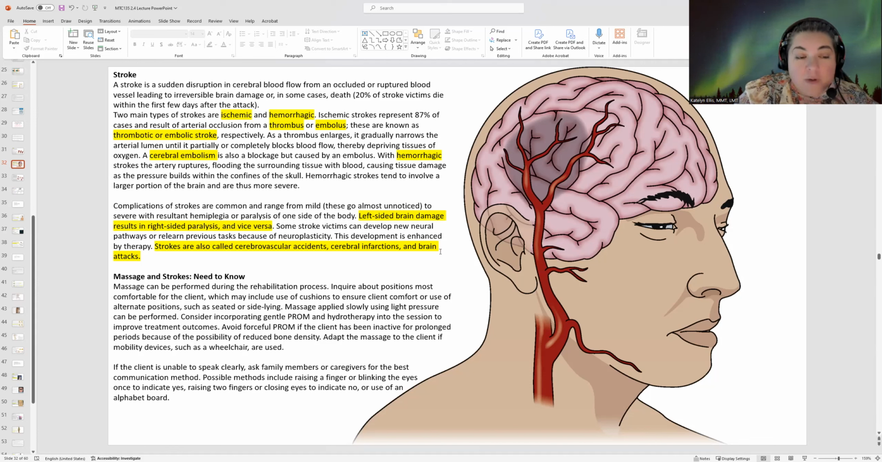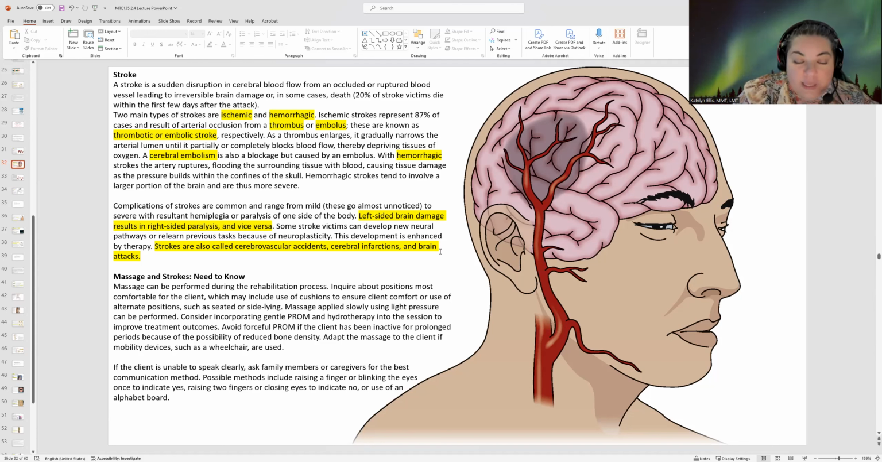Strokes are also called cerebrovascular accidents, cerebral infarctions, and brain attacks, which honestly I hadn't heard before this book, but it's now my favorite saying. It's like the movie Mars Attacks, but it's brain attacks.